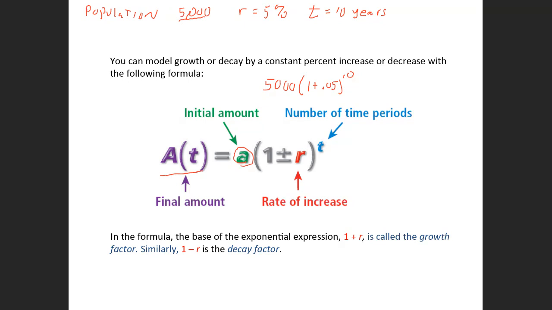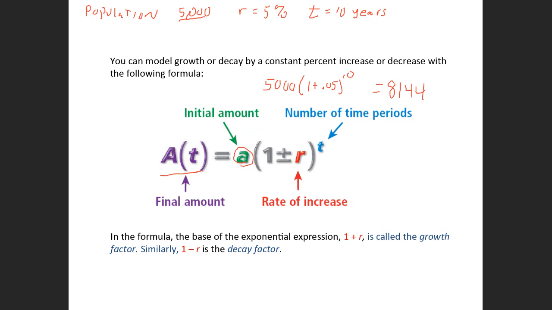So my population after 10 years would be 8,144 people. Now, why is this important? Well, if you have a city and you have to build schools, fire departments and police departments and stuff like that, you want to kind of plan things out. If you know that there's going to be an extra 3,000 people, you're probably going to have to expand the school, get more police, and the fire department's probably going to have to expand and stuff like that.